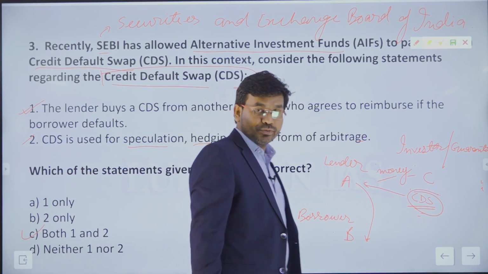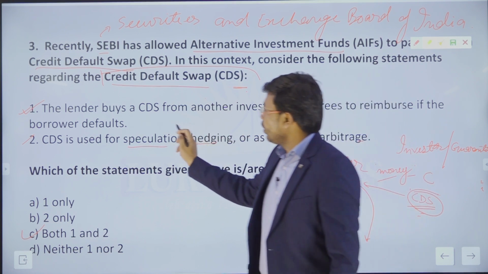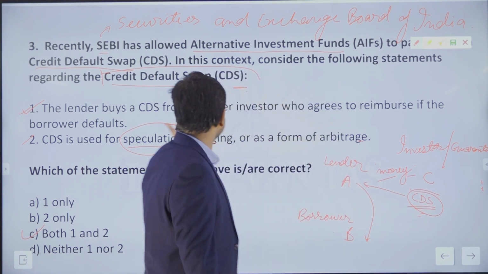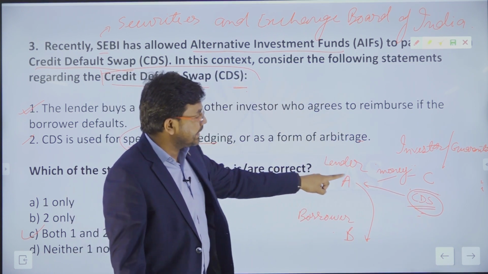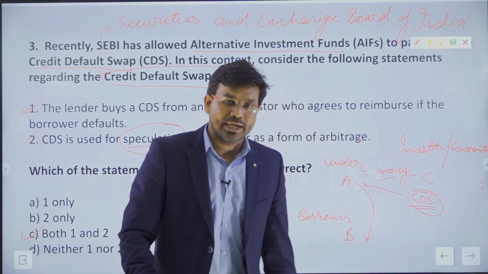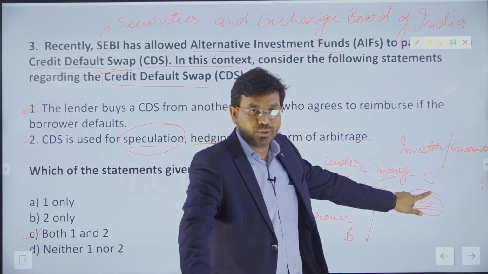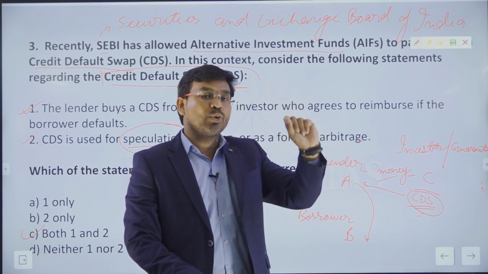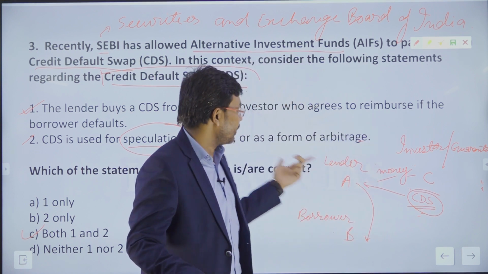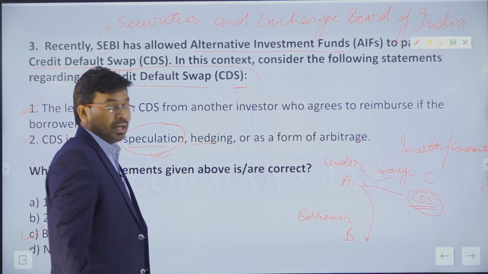And CDS is used for speculation, hedging, or as a form of arbitrage. What do we mean by speculation? These CDS, credit default swaps, are commonly traded on the stock exchange, in the market. People are buying and selling CDS. When the price of CDS is going up, they sell it; when the price is going down, they buy it to make a profit. So it's a kind of speculation.